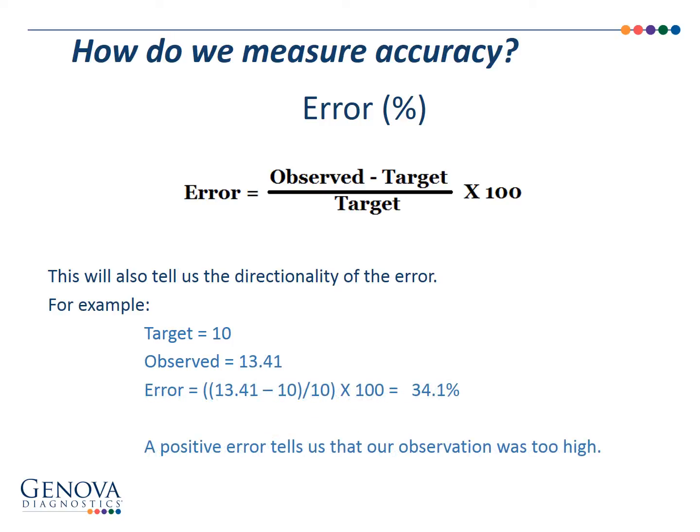And on the flip side, if the error comes out positive, then it tells us that our observation was too high. In this example, our target was 10, our observed was 13.42. So you work out the equation, you get a positive 34.1%. This is helpful for understanding the positive negative piece, because when you're looking at a large data set and you're just optically scanning down a row of error, you can take a look and see, do I have mostly negatives? Do I have mostly positives? Or is there a nice balance? And this is going to give you an early clue about whether you have some sort of systematic bias in your assay.